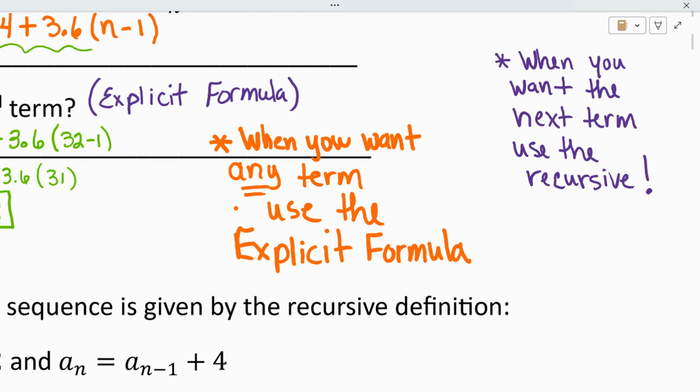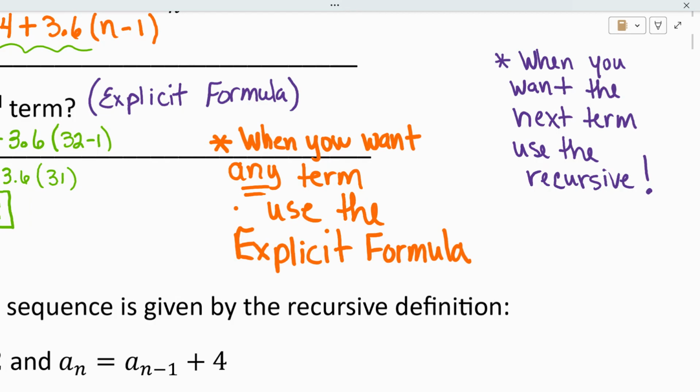Okay? If I know the first term is 27, and I know that the common difference is 8, and I want to know what a sub 107 is, what formula am I going to use? Explicit, because I don't want to add 8 to 27 106 times. That's crazy, right? Do you want to just keep doing plus 8, plus 8, plus 8 in your calculator? No, that's crazy. So you're going to use the explicit.